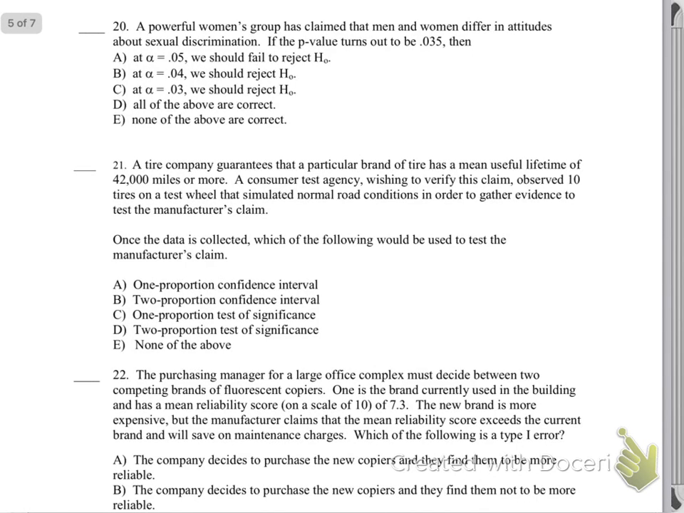Okay, let's do problem number 20. Basically here we have a p-value of 0.035. Here's my p-value. If alpha is greater, we're going to reject it. If alpha is less than, we're going to fail to reject. If alpha is 0.05, that means alpha is greater than, and we will reject. So the answer is not A. At alpha 0.04, which would be less than, so the answer is B.